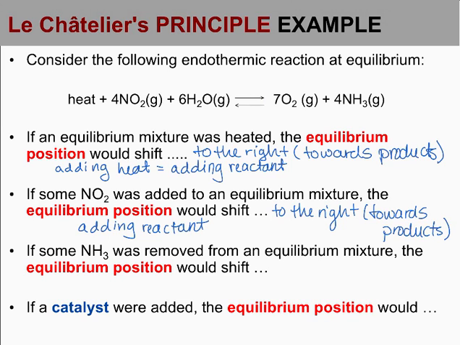Now, what if we removed some NH3? Is NH3 a reactant or a product? It's a product. So we're removing product. Would this position shift to the left or to the right? We would want to replace that product, right? So the reaction will shift to the right again.